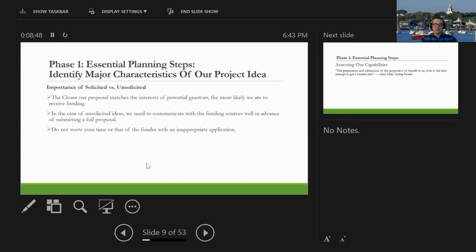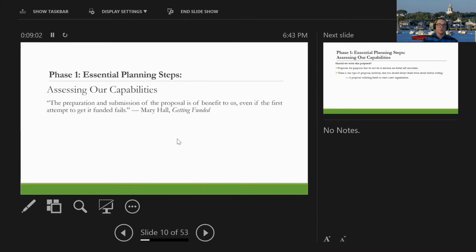You'll see sometimes you just call. There's no real playbook. It really depends on the resource that you're targeting. And so from there, we'll go into assessing our capabilities.